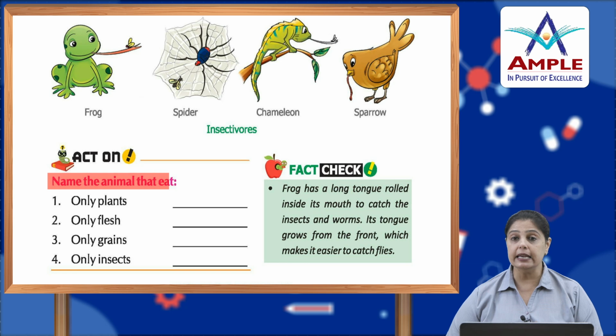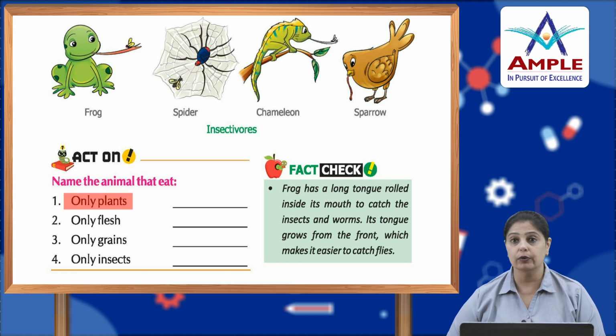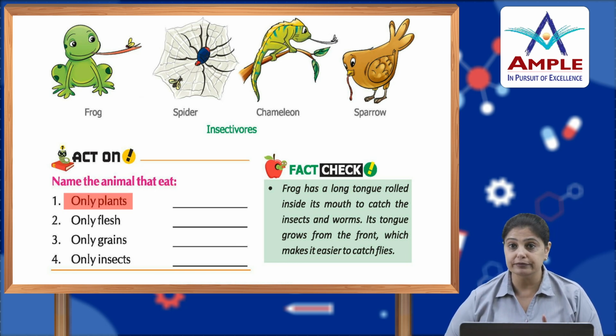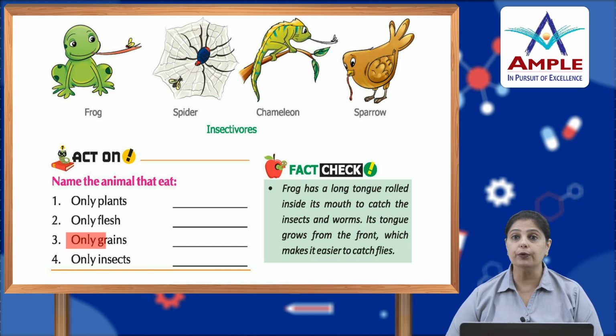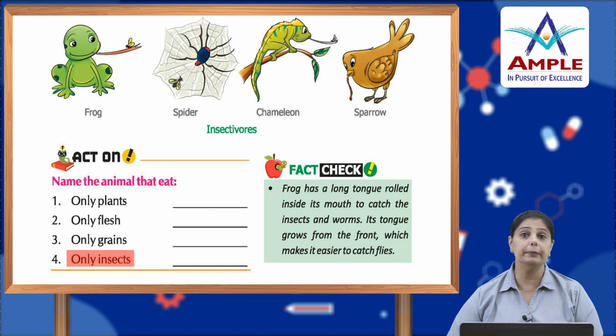Act on: Name the animal that eats only plants. Only plants, you can say giraffe. Only flesh, lion. Only grains, you can say, for example, parrot or hen. Hen eats only grain. Parrots eat chilies as well. Then animals that eat only insects can be a chameleon or maybe a frog.